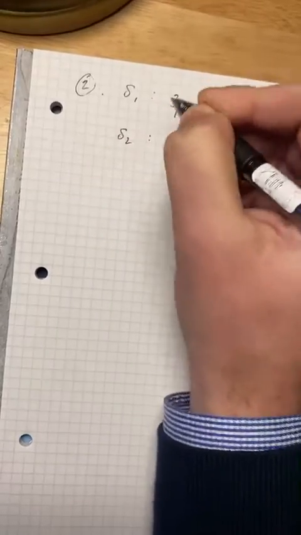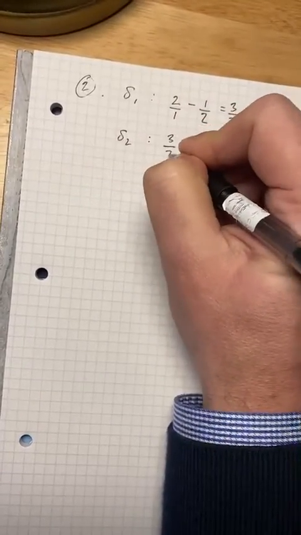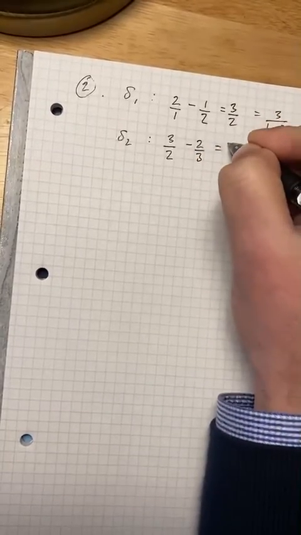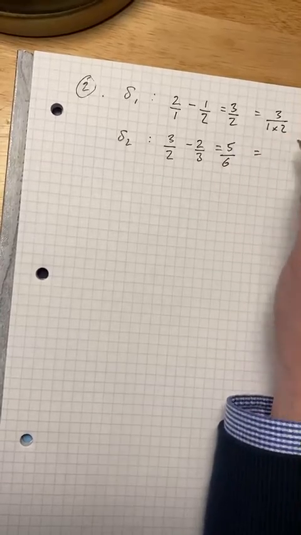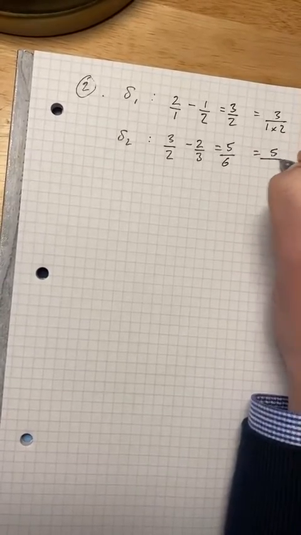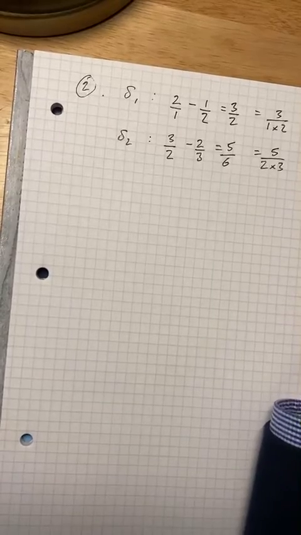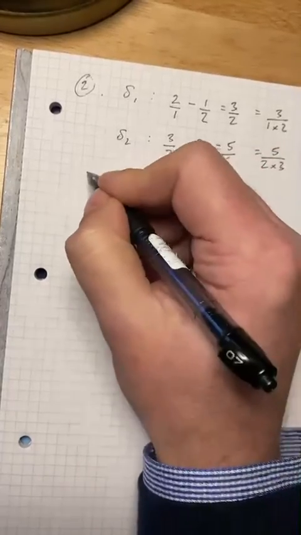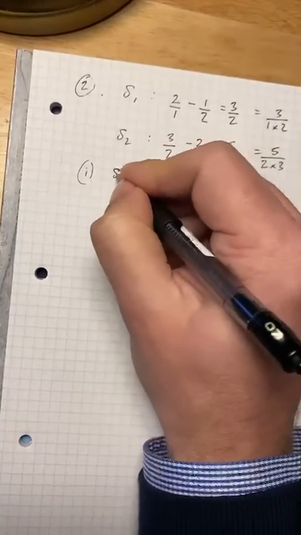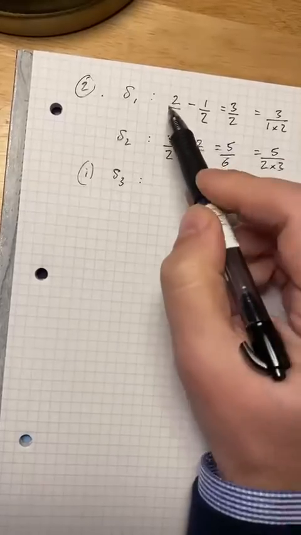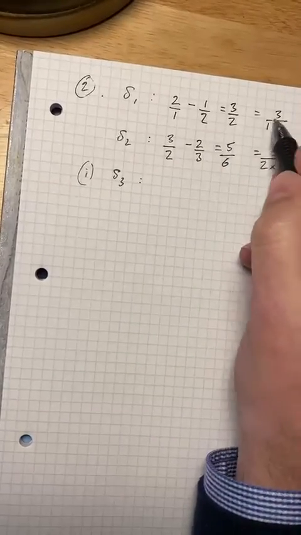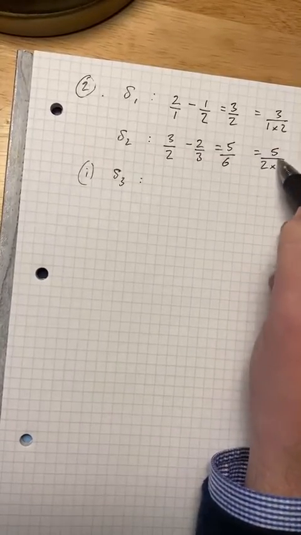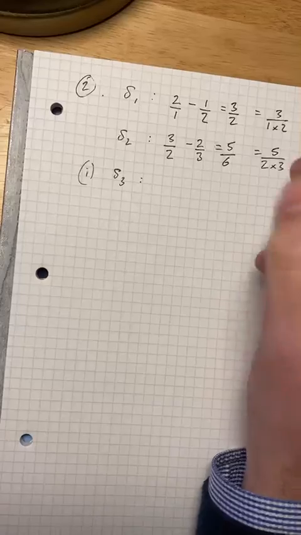So sum 2: 3 over 2 minus 2 over 3 is 5 over 6, which is 5 over 2 times 3. So writing these out in a similar form, as part 1, S3. Now if we have a look, the denominator is these two multiplied, and the numerator is those two added.